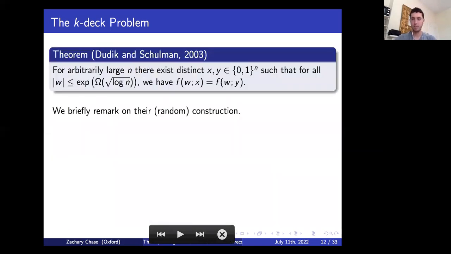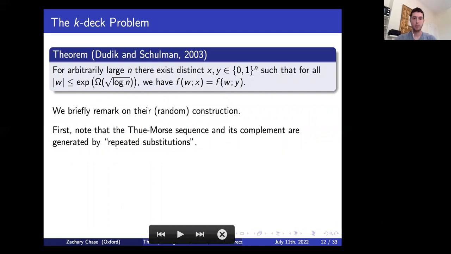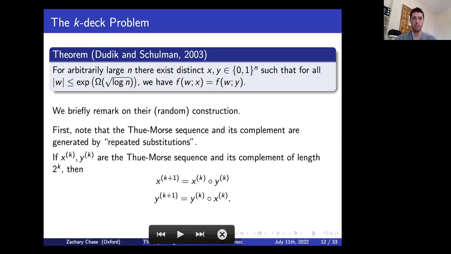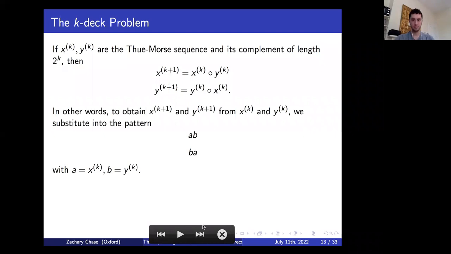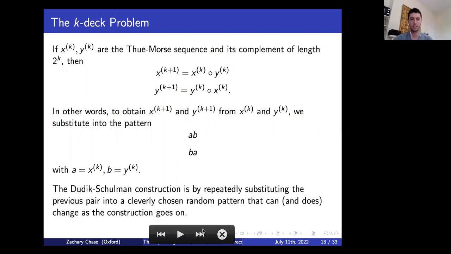And we briefly remark on their random construction. The Thue-Morse sequence and its complement are generated by so-called repeated substitutions. More precisely, if x_k and y_k are the Thue-Morse sequence and its complement of length 2 to the k, then x_{k+1} and y_{k+1} are formed respectively by concatenating x_k and y_k, and y_k and x_k. In other words, to obtain x_{k+1} and y_{k+1} from x_k and y_k, we substitute into the pattern AB, BA, with A equals x_k and B equals y_k.